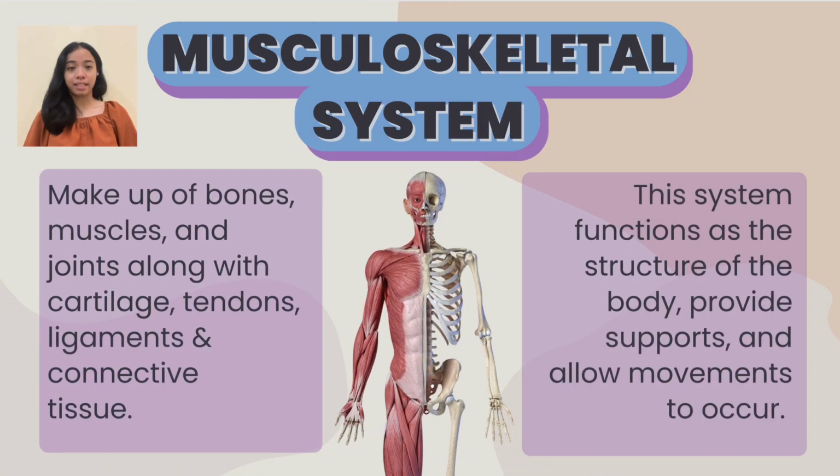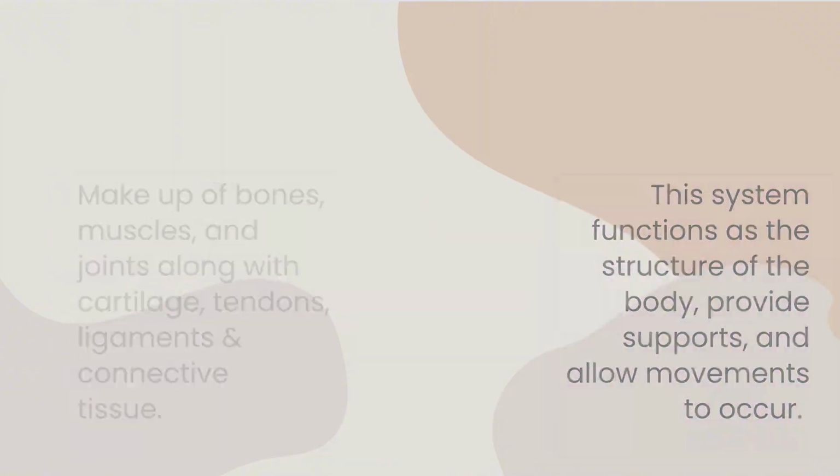What is the musculoskeletal system? It is a system that is made up of bones, muscles, and joints, along with cartilage, tendons, ligaments, and connective tissue. This system functions as the structure of the body, provides support, and allows movements to occur.